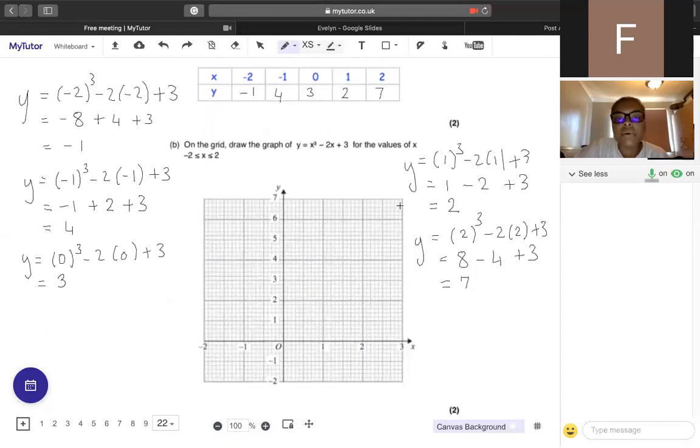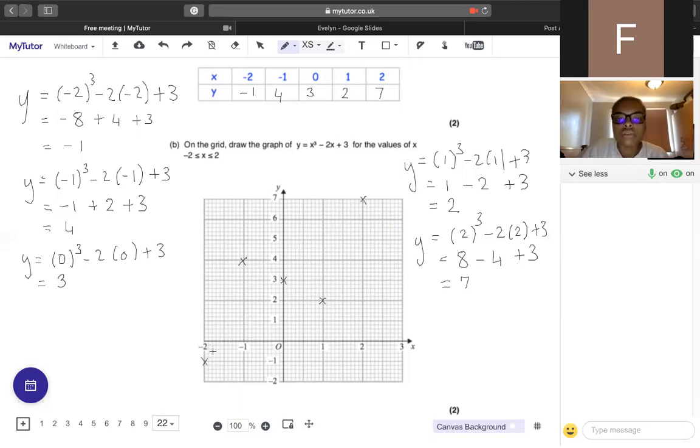So the next point is to now plot our coordinates and draw a smooth curve that goes through each of these coordinates to finish off our graph. So our first coordinate is at minus 2, minus 1. Our next one is minus 1, 4. Then we have 0, 3. Then we have 1, 2. And then it's 2, 7.